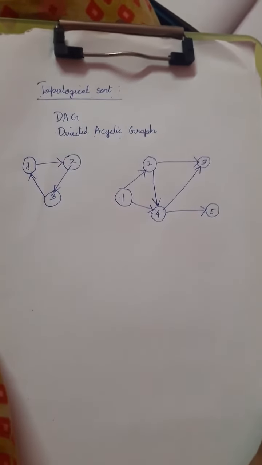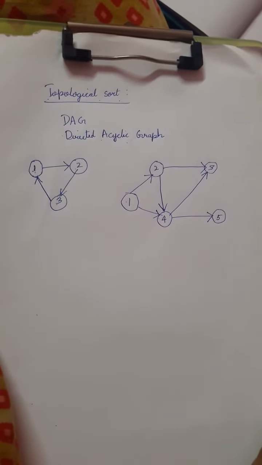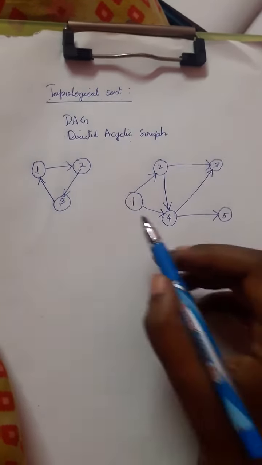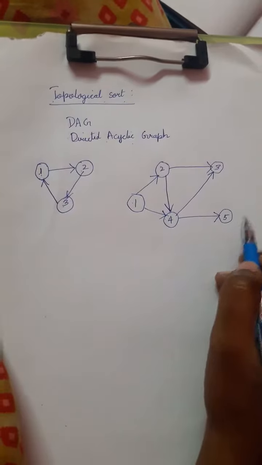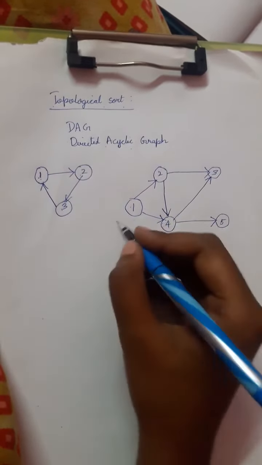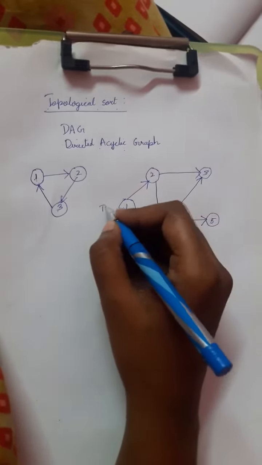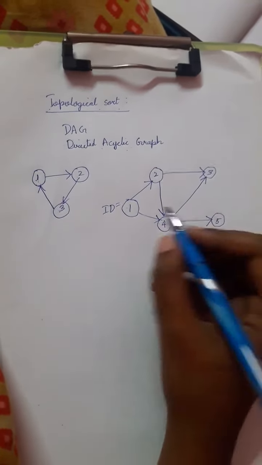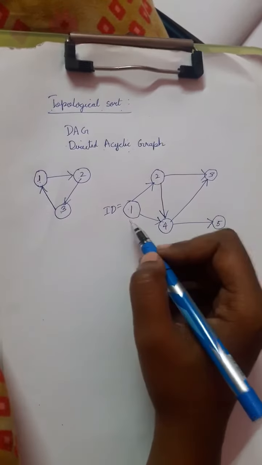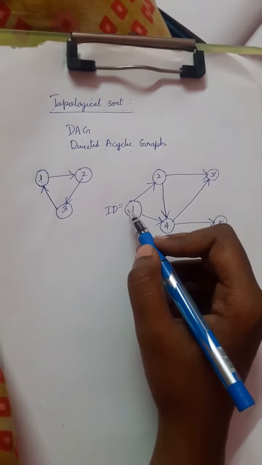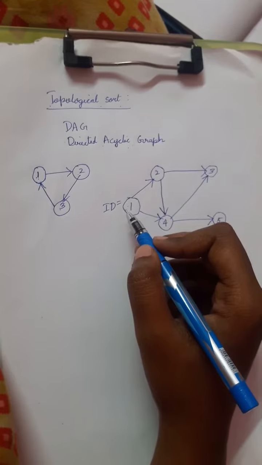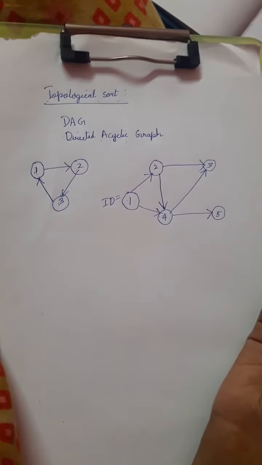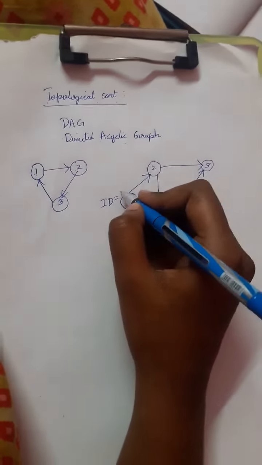For doing topological sorting, what do we need to follow? First, we need to find the in-degree for each and every point. For example, what is the in-degree for 1? In-degree means how many inverse arrow marks are coming to 1. How many inverse directions are coming to 1? There is no inward direction coming to 1. So the in-degree for 1 is 0.